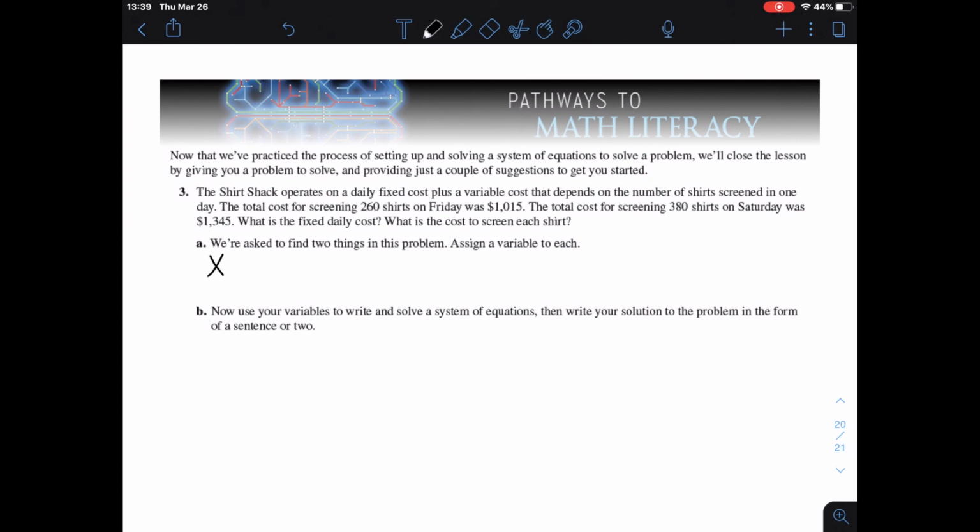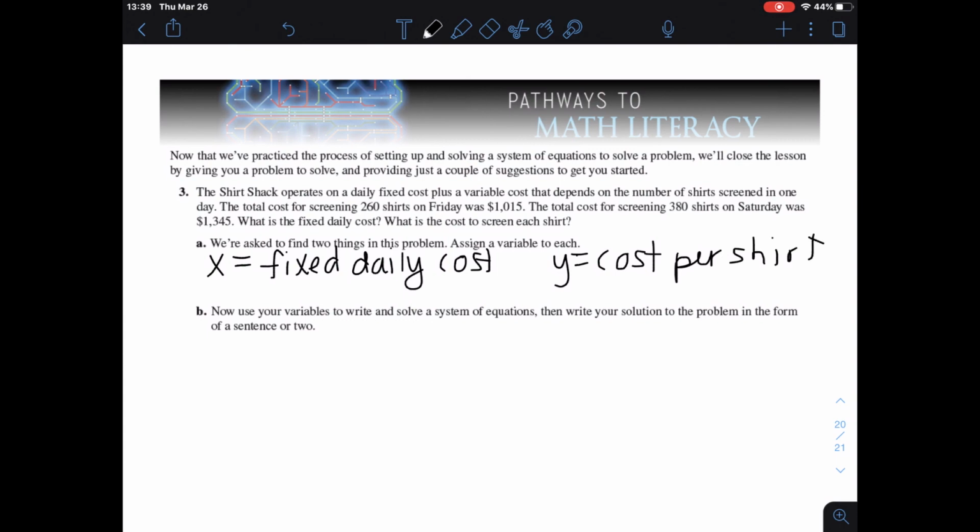The first one is the fixed daily cost. Let's make that X. We don't know this. And then the second one is Y. That's the cost per shirt to screen. We want to use these two variables and these two pieces of information to write a system of equations and solve it. The first tells us 260 shirts cost us $1,015.